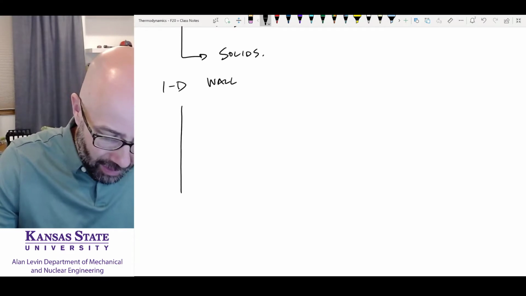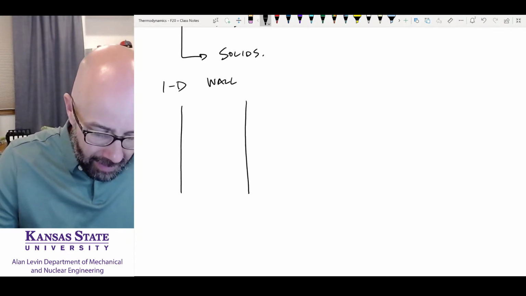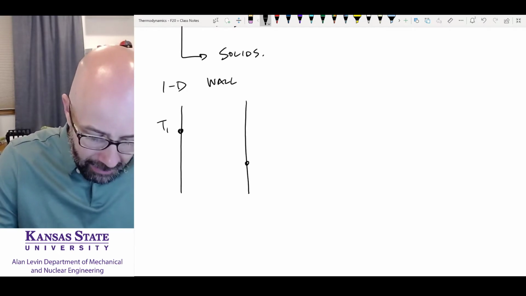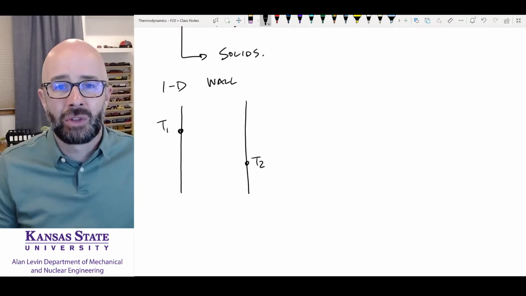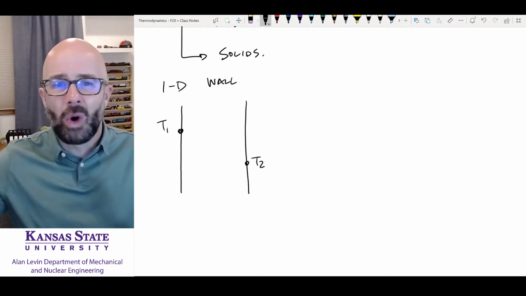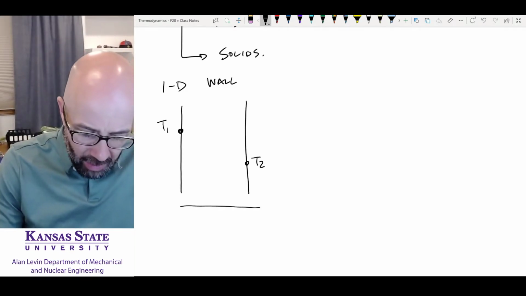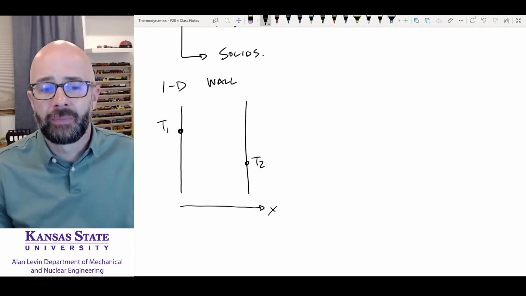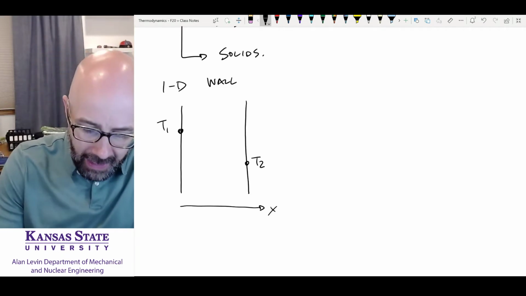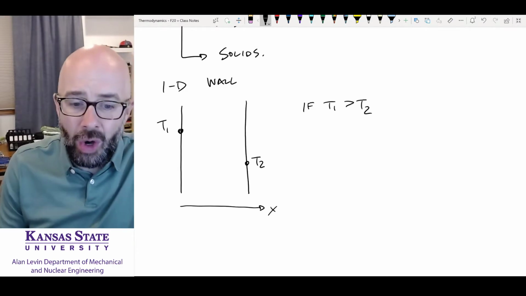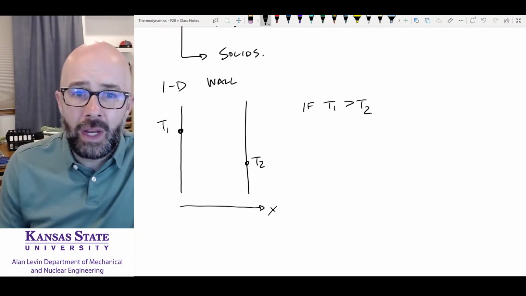So here is our wall, and we're going to say that there's some temperature T1 here, and there's a lower temperature, T2, in this wall. Just any wall, whatever is happening. We're just looking at this one dimension, this x dimension here. Now, if T1 is greater than T2, we know what's going to happen.